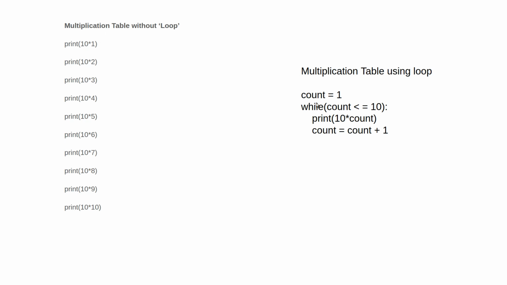Now with the use of a loop, we can achieve the same thing using a very small number of lines of code. So here what we have taken is a while loop. To explain this, we have taken count equal to 1, and there is a decision making statement here: if count is less than or equal to 10, then we print 10 into count, where count will be replaced by its value, and finally we increment the value of count by 1. These two lines form the body of this while loop, and this is the syntax of the while loop. We will see the syntax and working of the while loop in the next slide.